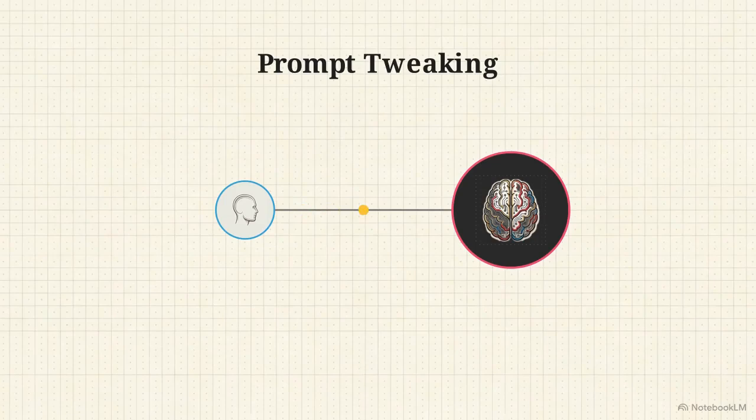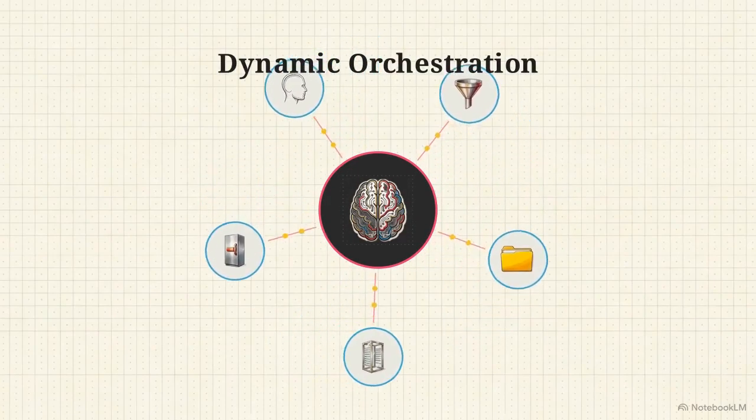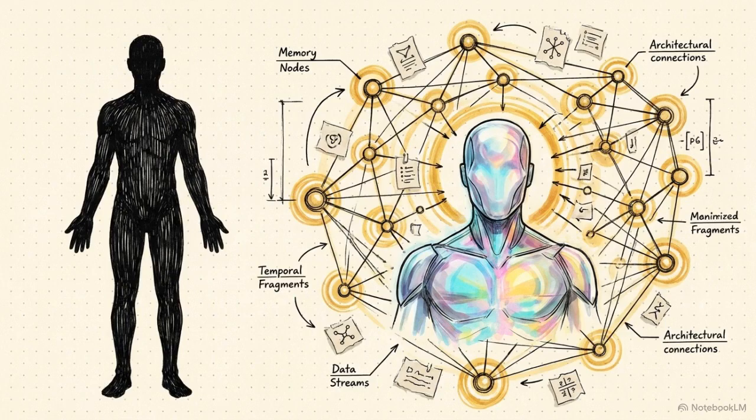Context engineering has evolved from simple prompt tweaking into the dynamic, automated orchestration of user data. By combining sessions and long-term memory, we create a personalized entity that continuously grows with the user.